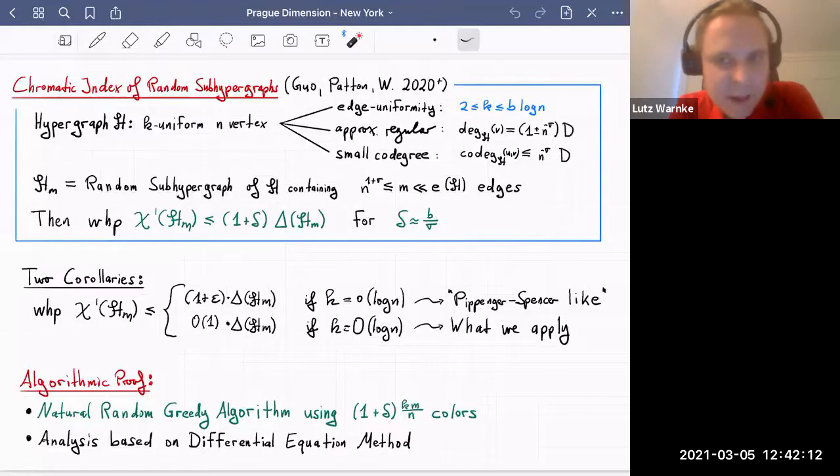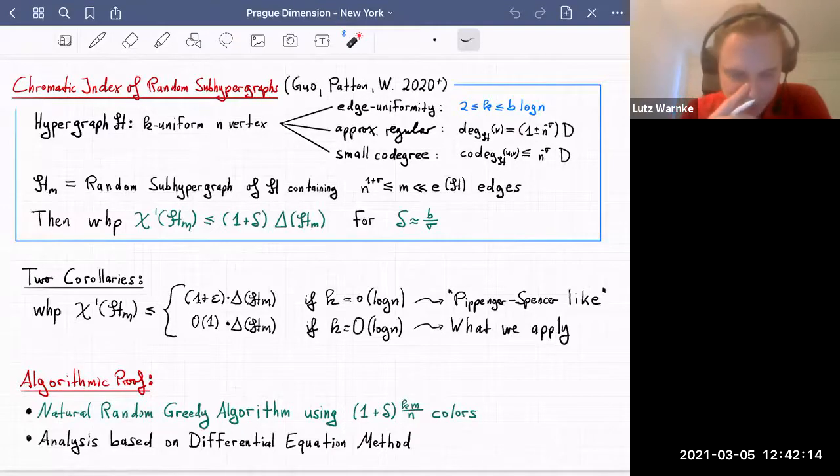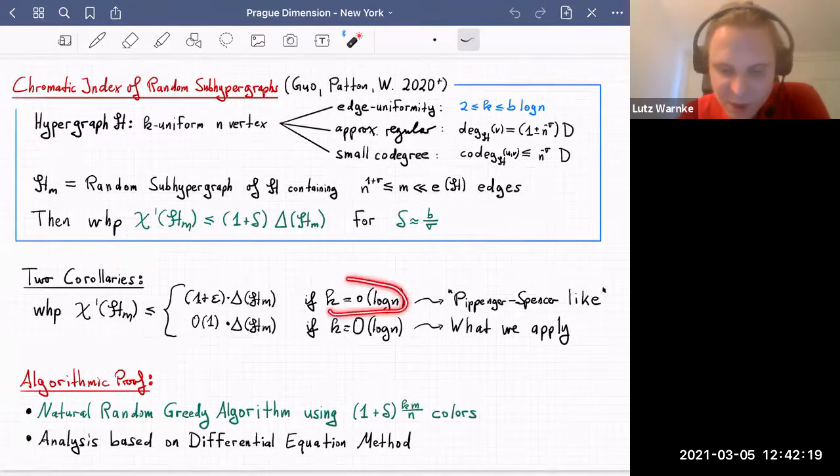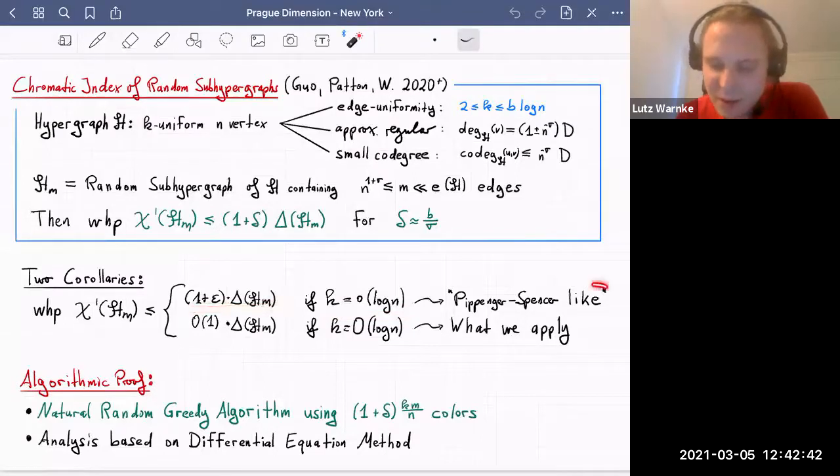And I think there are two attractive corollaries which one should keep in mind. One is, what happens if you apply this result when k is little o of log n? Well, remember how the dependence on k went in. It was in this constant b. So if k is little o of log n, you can make this constant as small as you want. That particularly means that you can make the delta as small as you want. So if k is little o of log n, you really can show that the chromatic index is at most 1 plus epsilon times the maximum degree. So you really recover this Pippenger-Spencer type result.